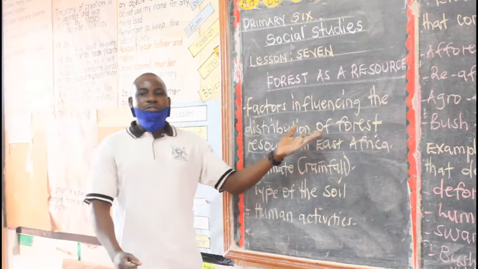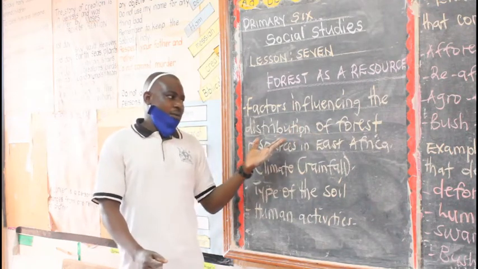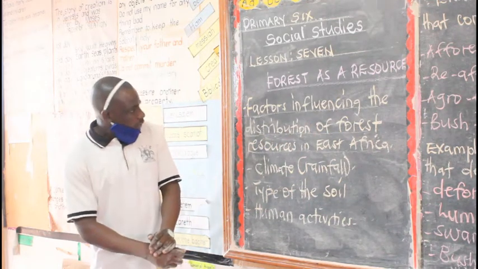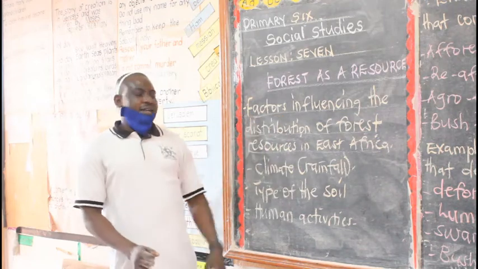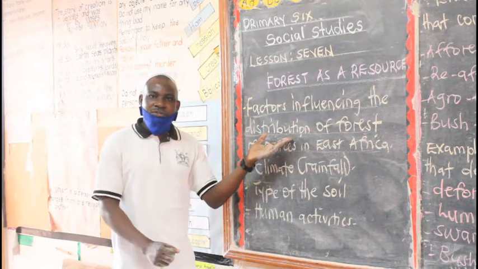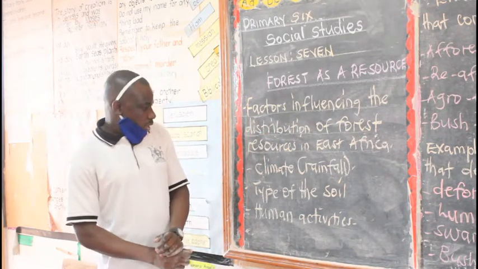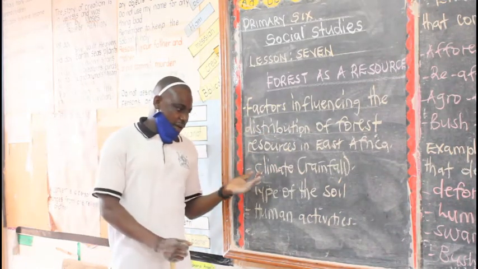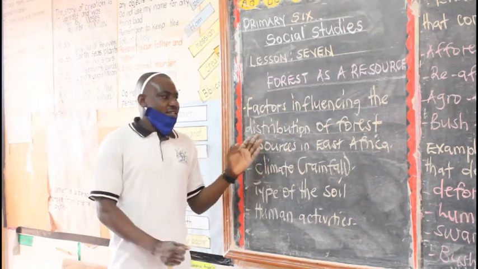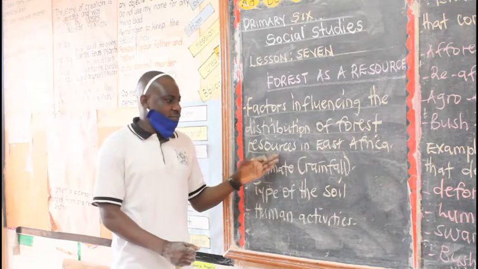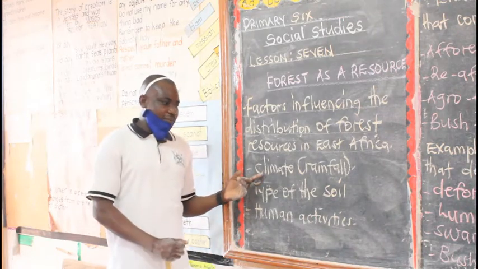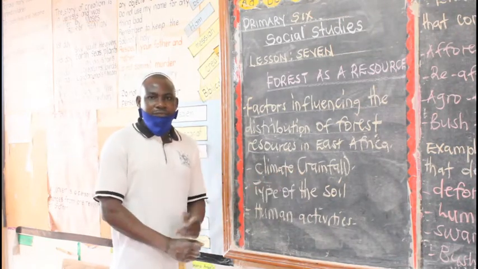When we talk about forest distribution, we refer to the way forests are distributed in East Africa. Then under that, we shall look at the factors. There are some factors that lead to the distribution of forest resources in East Africa. And under the factors, one we have climate. Now we are going to look at the factors influencing the distribution of forest resources in East Africa. Now look at the first factor, we have climate, or you can say rainfall.